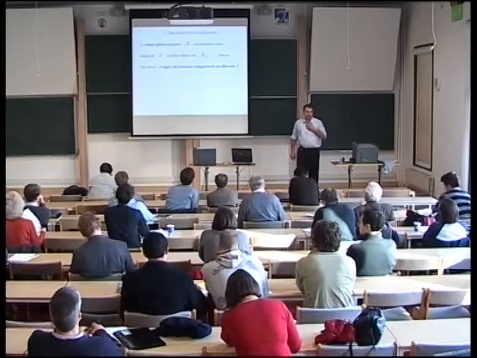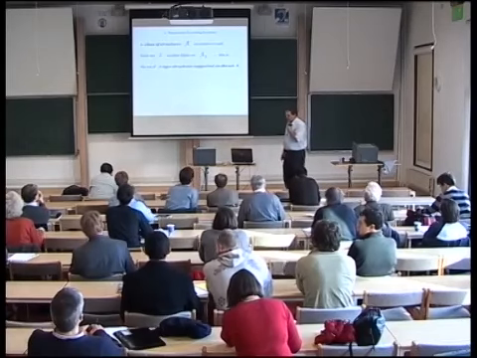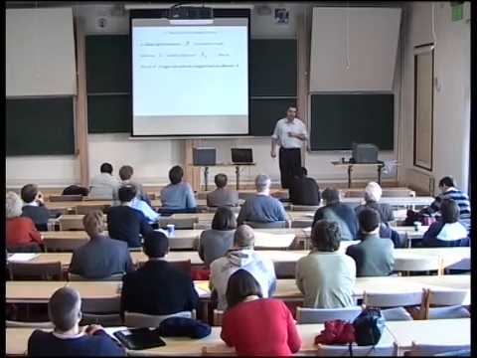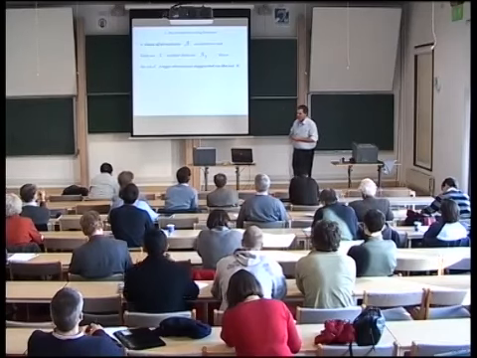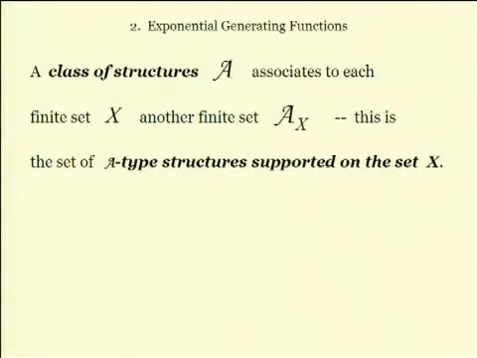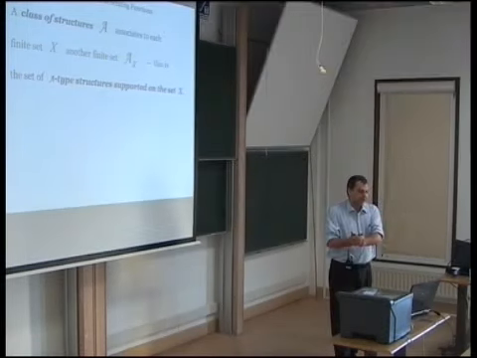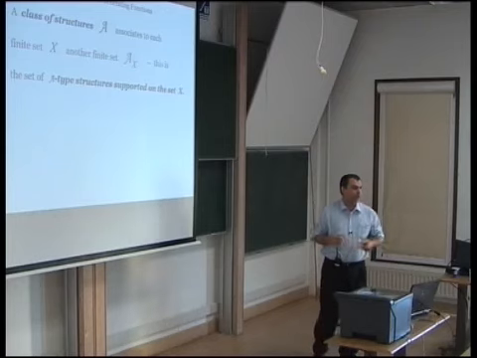Exponential generating functions. Basically, it's a way of systematizing counting problems that all have a similar structure. That structure is you have some class of objects that you're interested in counting, say the class of permutations, to take a trivial example that we know how to count already. The class of permutations is some kind of a thing that associates to every finite set some other finite set, namely the set of all permutations on that set.